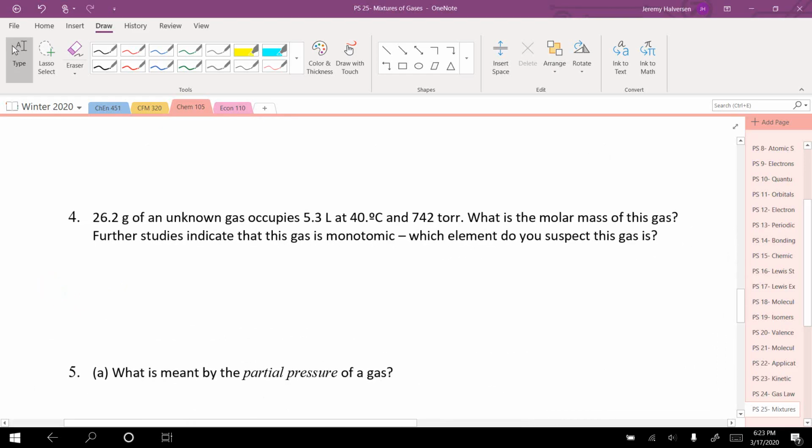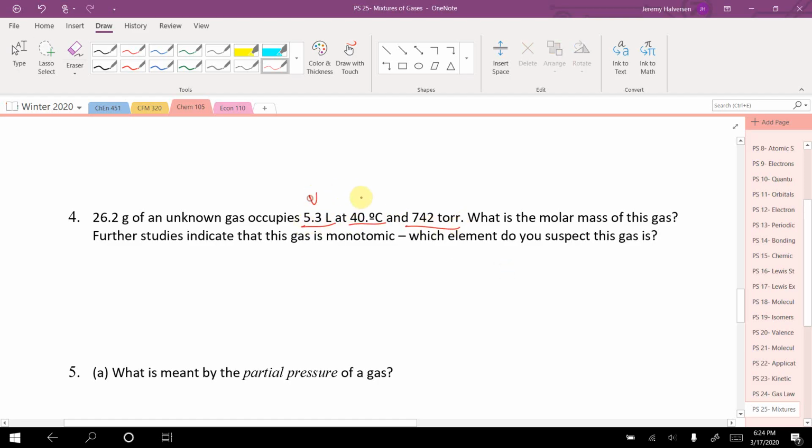26.2 grams of an unknown gas occupies this many liters, at that temperature and that pressure. What's the molar mass of the gas? Further studies indicate that it's monatomic. What element do you think it is? All right, so let's talk about this. It's an unknown gas. We know the volume, temperature, pressure.